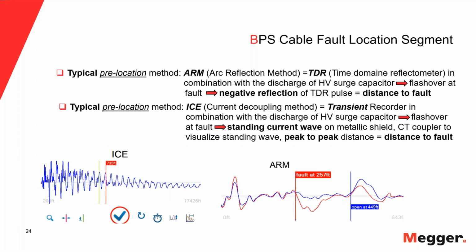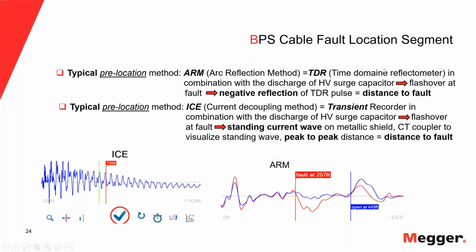So I will show you here the pre-location methods. We typically use two pre-location methods. One is what we call the arc reflection method, using the TDR. TDR stands for time domain reflectometer because it measures the reflections in the time domain. That allows us, with the velocity, to calculate the distance. It's not a distance meter, it's a timing meter, so to speak. But with velocity, we can calculate the distance to the fault.